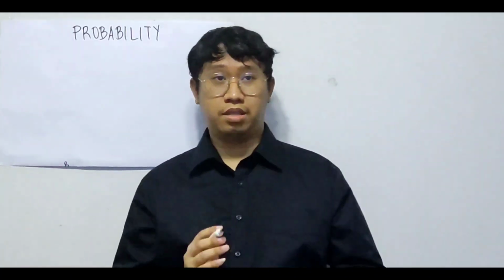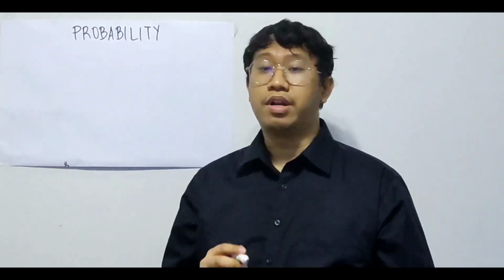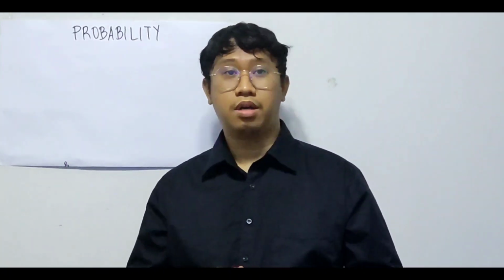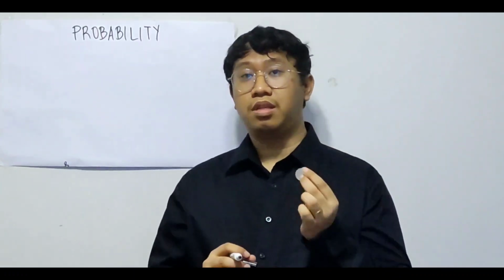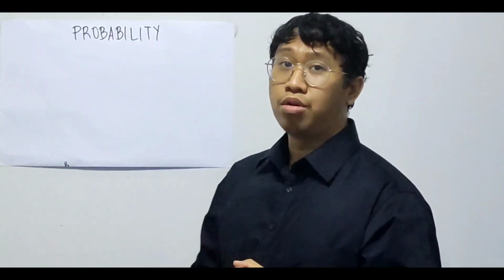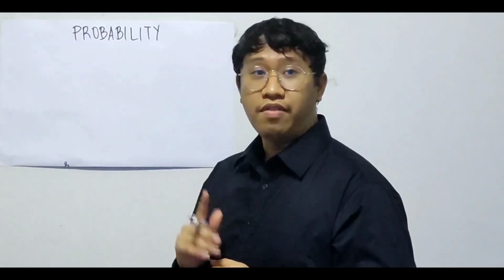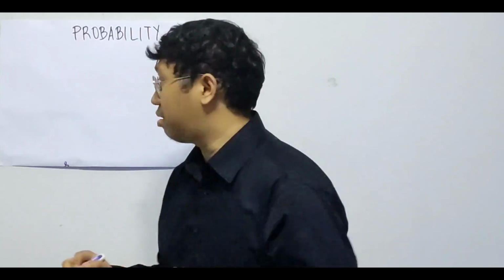So what is probability? Probability is the chance or likelihood for an event to happen or occur. Take this coin, for instance. What is the possibility of getting heads or tails? To get the probability, you must know two things first: the value of your favorable outcomes and the total number of possible outcomes.